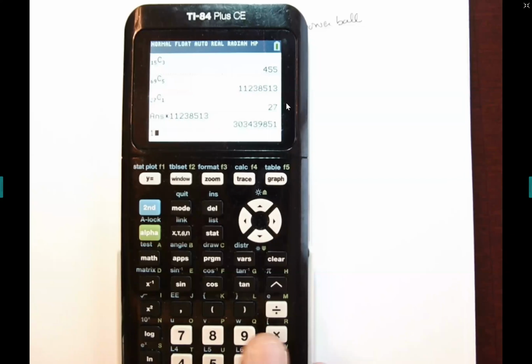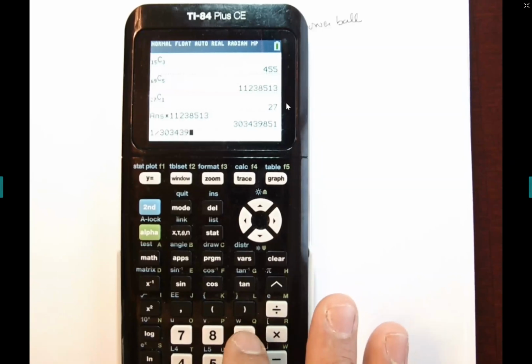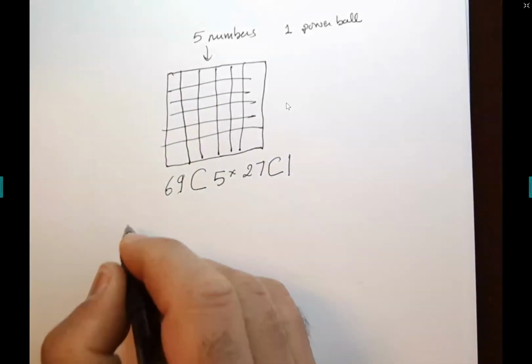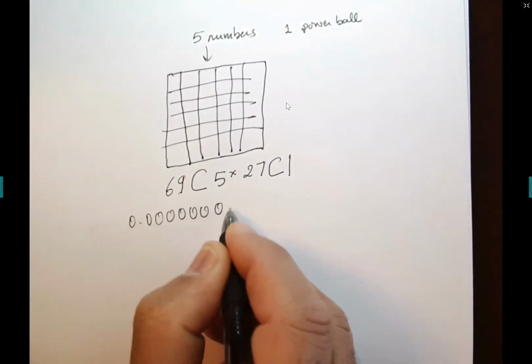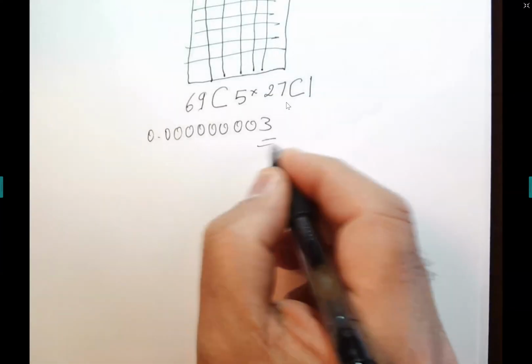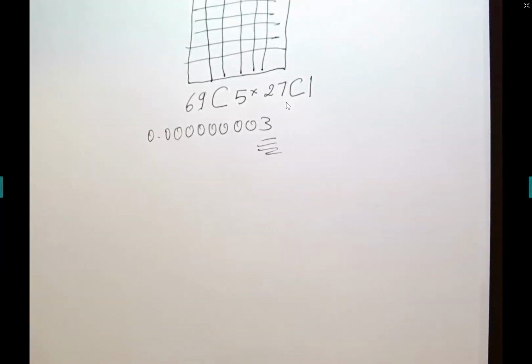Since there is only one winning ticket, one combination that's gonna win, the chance of winning will be this: 1 divided by 303,439,851. And let's write this down. It says E-9. E-9 means you have to move the decimal place 9 digits to the left. So your chance of winning, guys, that's why I usually don't play. That's the chance of winning. It's 0.00000003. Why people play? Because of the 3 here. Because it's not exactly 0. So there is a chance, but the likelihood that someone would win is very, very slim. That is the probability of winning the lottery.